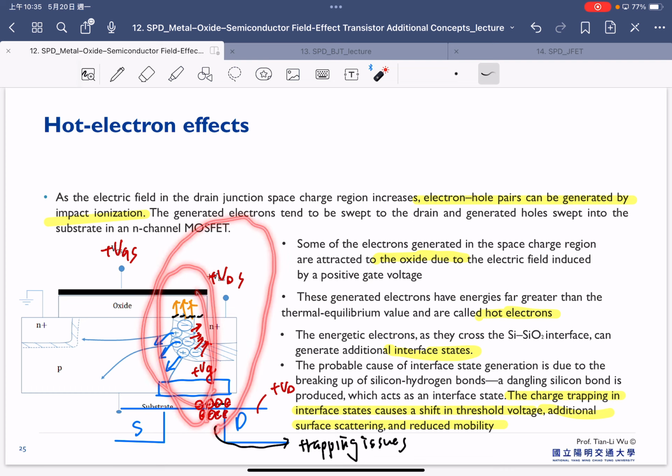So in general, once we do the scaling, we will see certain reliability issues, not only the hot electron effect, but also, for example, the gate dielectric TDDB, or whatever. Actually, scaling certainly accelerates these reliability issues as well.